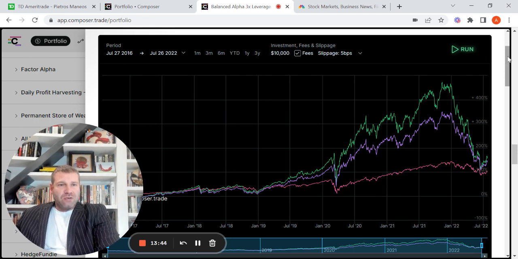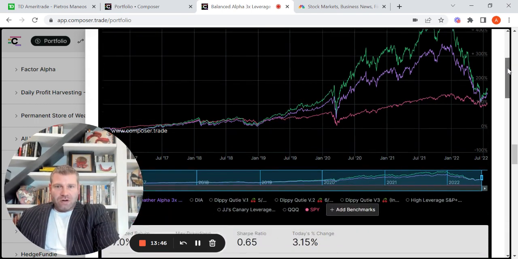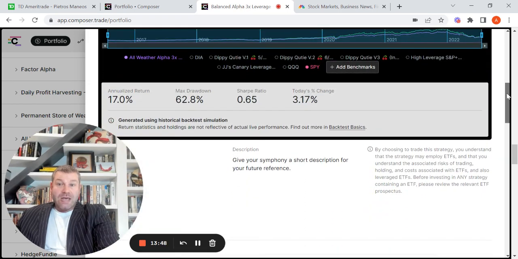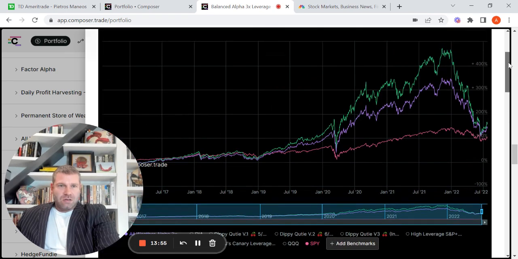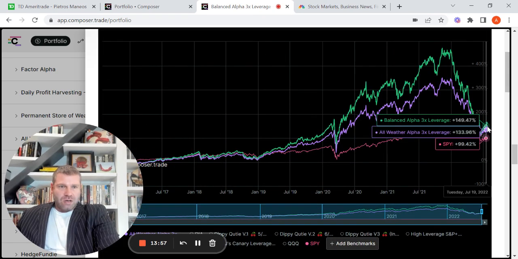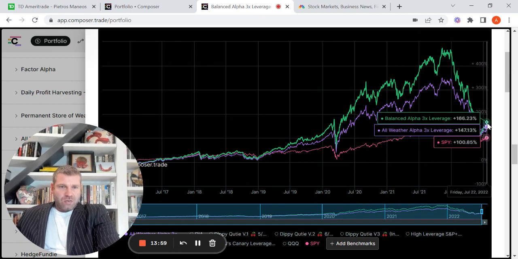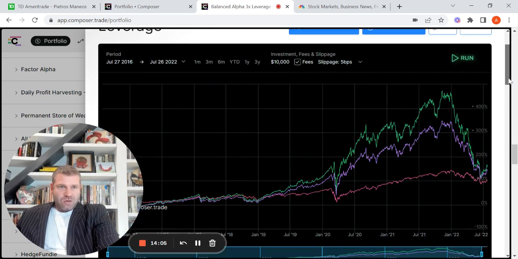But so now we're going back to 2016. So let's take a look at where we are. Look at that, 17%. So now Balanced Alpha is ahead of the pack, 166 versus 147 versus 100 for SPY. So let's go back further.